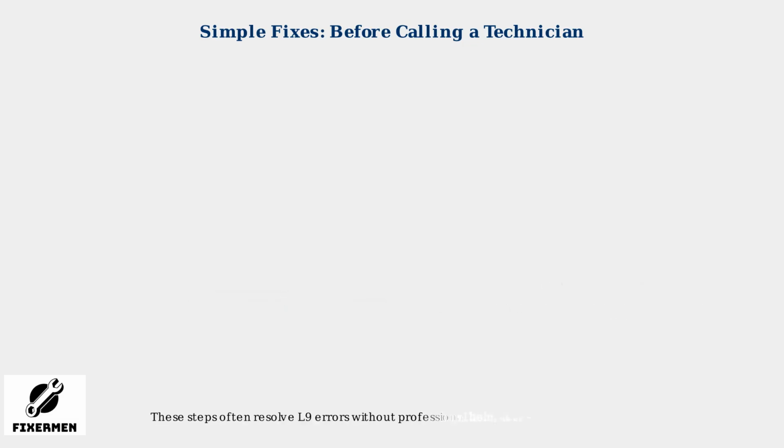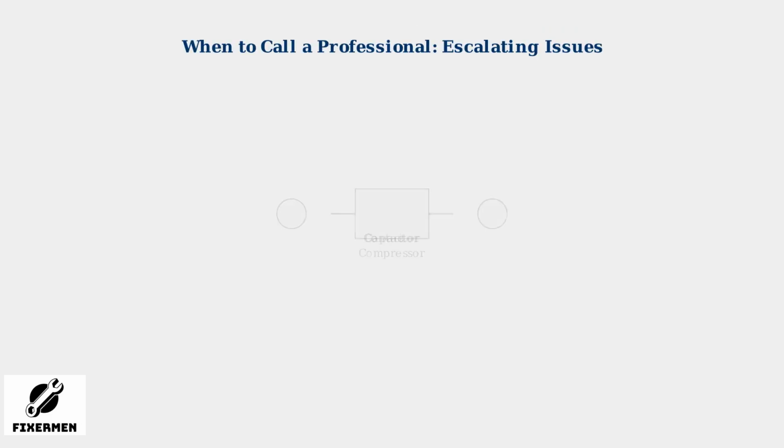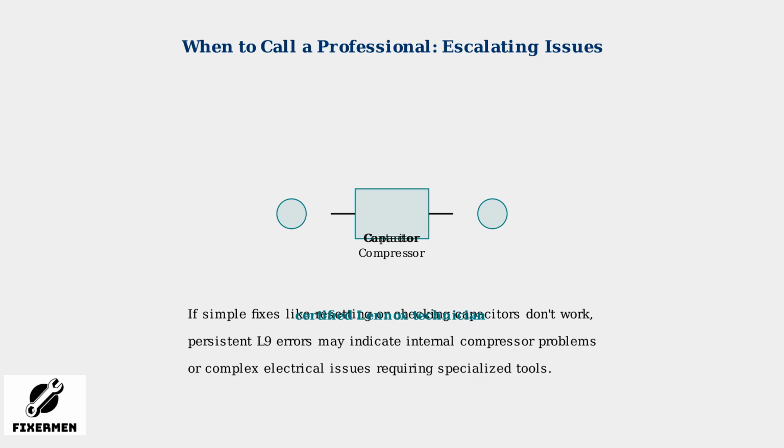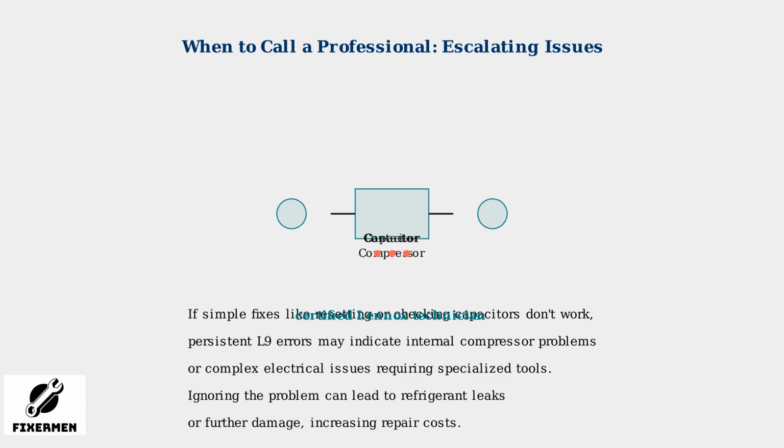These simple fixes can often resolve the L9 error without needing professional help, as demonstrated by users in online HVAC forums. If simple fixes don't work, it's time to call a certified Lennox technician. Persistent L9 errors could indicate internal compressor problems or complex electrical issues requiring specialized tools and knowledge. Ignoring the problem can lead to refrigerant leaks or further damage, increasing repair costs.